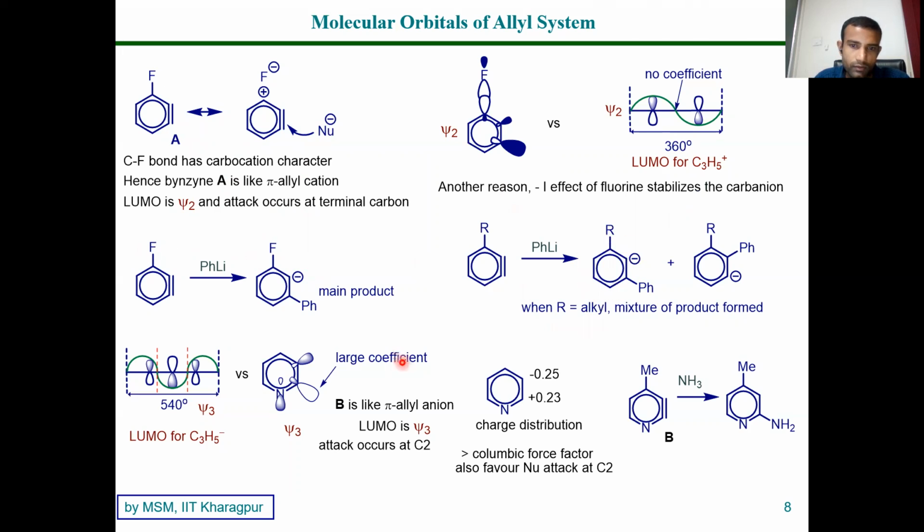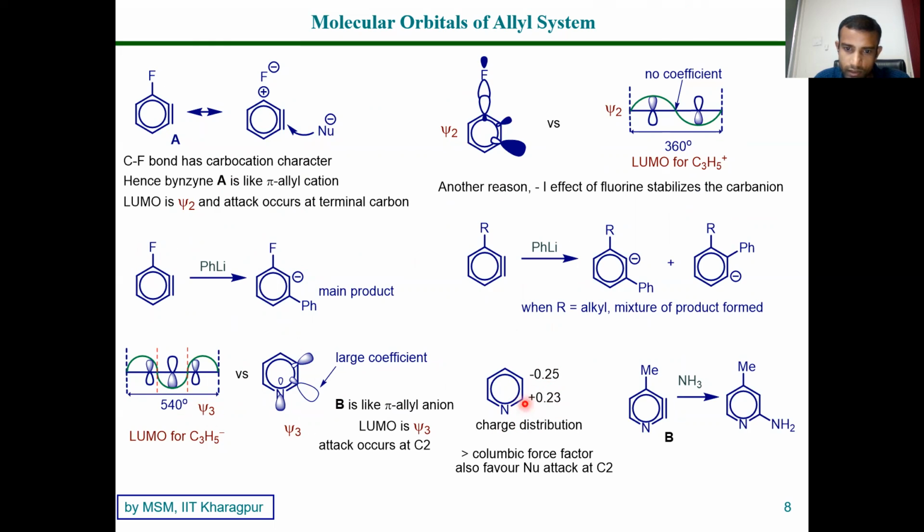Now if we think about this pyridyne and this nucleophile, as I discussed earlier, the nitrogen has a lone pair of 2 electrons, and this has 2 electrons. So it is a 4 pi electron system, an allyl anion, right? And a nucleophile will attack. So it will attack at psi 3, which is the LUMO for this system. The coefficient is maximum at C2. This is a calculated charge distribution.